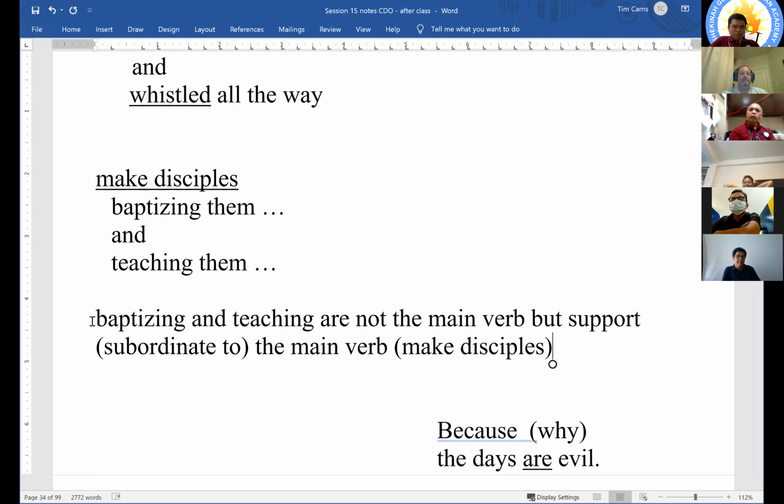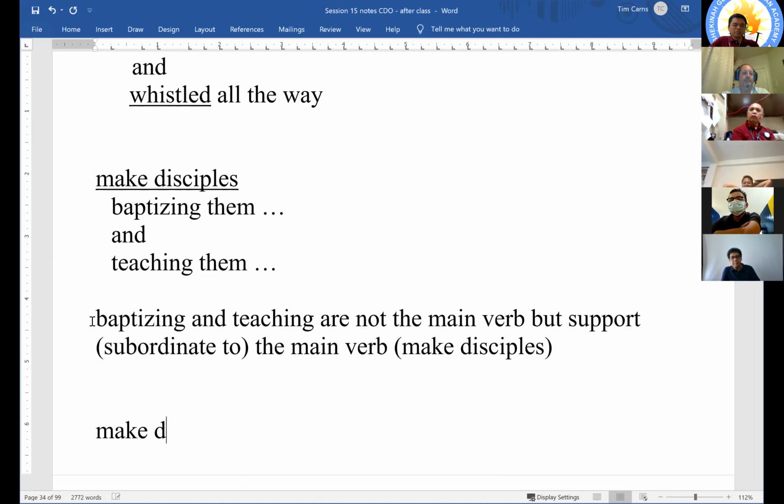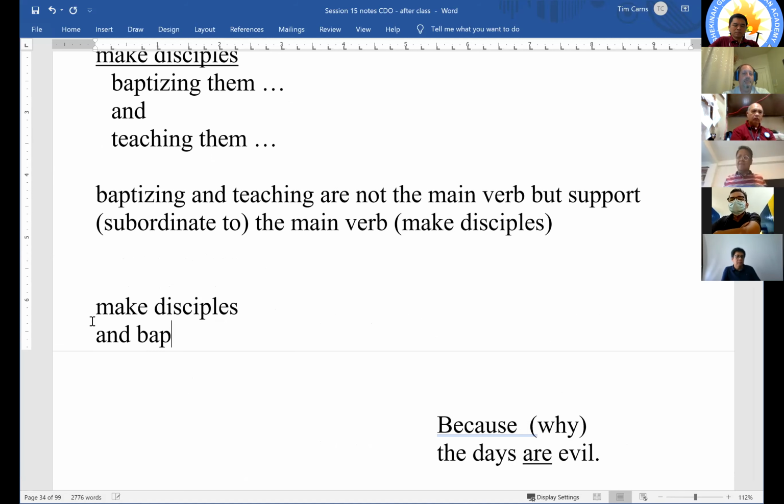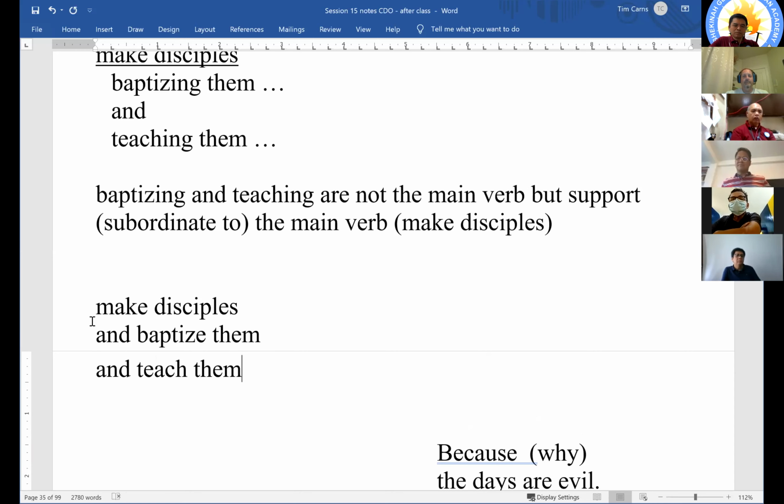Okay? Now, what if Jesus had said it this way? Make disciples and baptize them and teach them. What has changed? Now we have three statements of equal importance. And notice too, we've modified now the meaning of make disciples; it is now different. Because if he had said it this way, make disciples and baptize them and teach them, the make disciples would be a separate action.